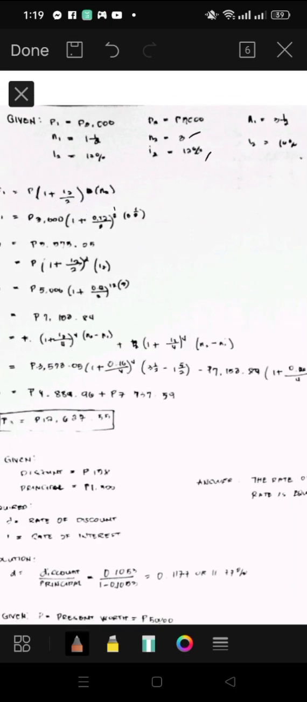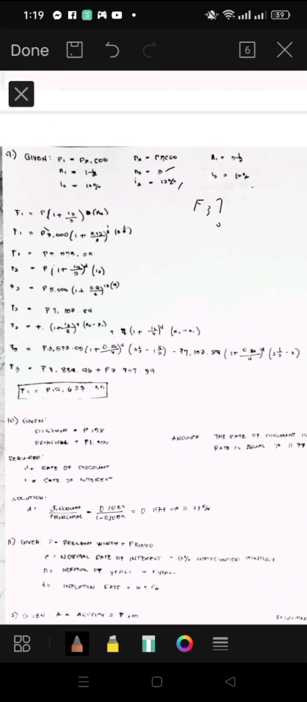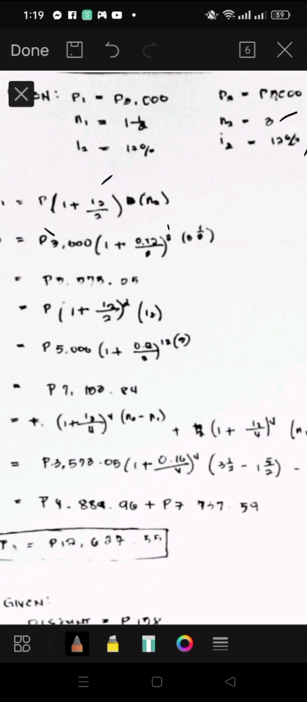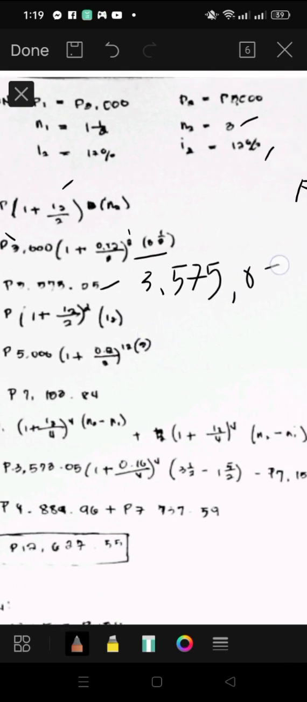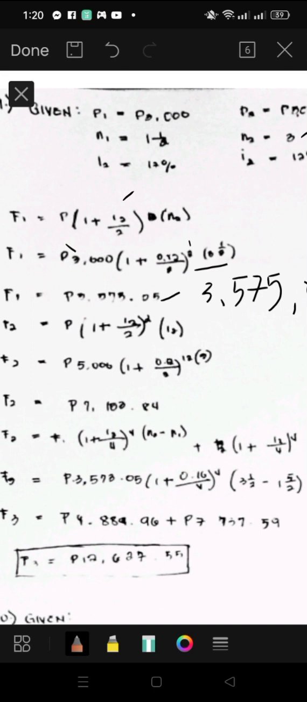So let us substitute into the formula of compound interest, which is F equal to P, quantity 1 plus 0.12 over 2 raised to the power of 2 times n1, where 2 is semiannually, then multiply by the number of years, which is 1 and 1/2. So the future amount F1 is 3,573.05.